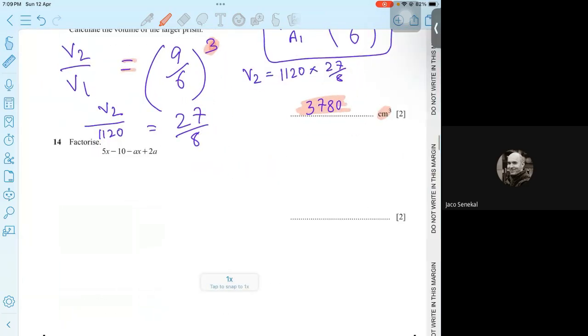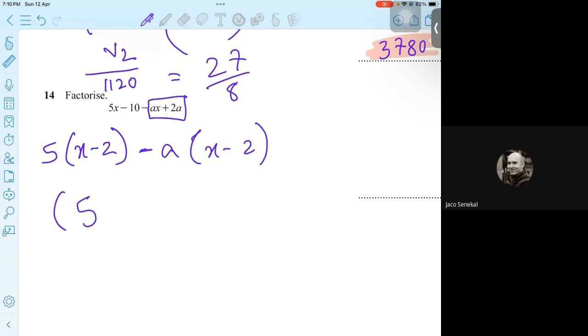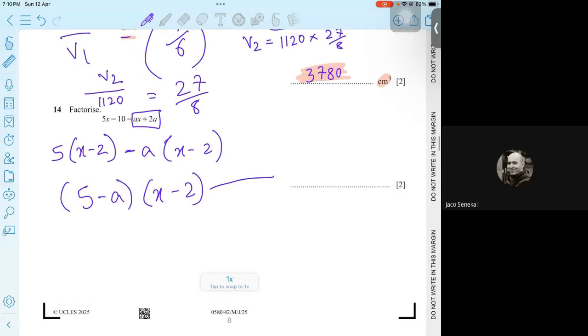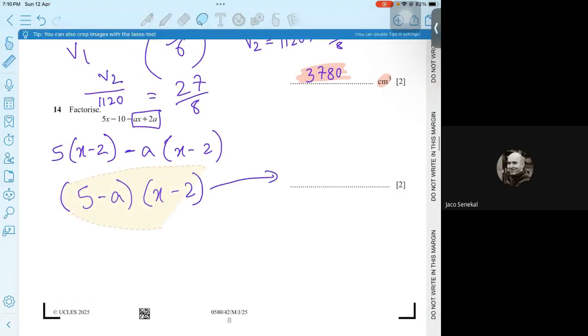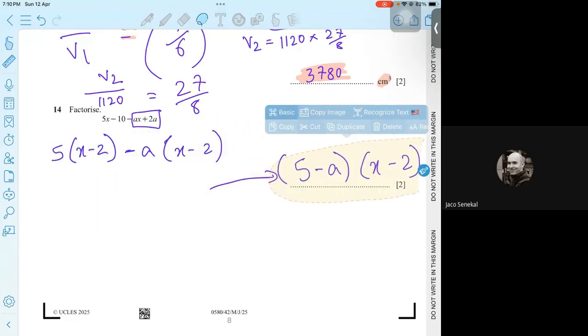Wait, I skipped a question. Yeah. Factorize f(x), very easy. One of the easiest questions in the whole paper, I believe. If you just take 5 as common, you can take x minus 2. And then since it involves a minus, I'm also going to take a minus here. And then for this part, I have to take a as common. So if I take a here, I get x minus 2. And this comes out to be (5 minus a)(x minus 2). That is basically the answer. Okay, just write this here. This is the answer.